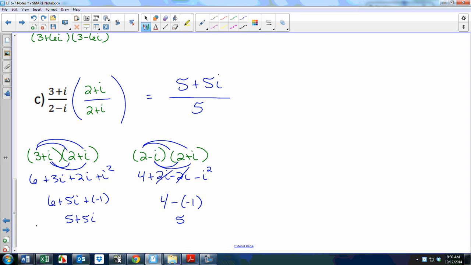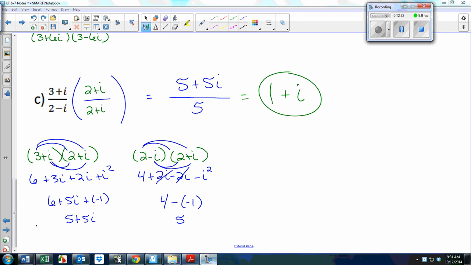Now reduce it, put it in complex form. The real part, 5 divided by 5, 1. And the imaginary part, 5 divided by 5i, plus 1i. So your answer is 1 plus i. And that's division. And again, I know it's weird. Adding, subtracting, and multiplying is intuitive. It's what you do. Division is the weird one.